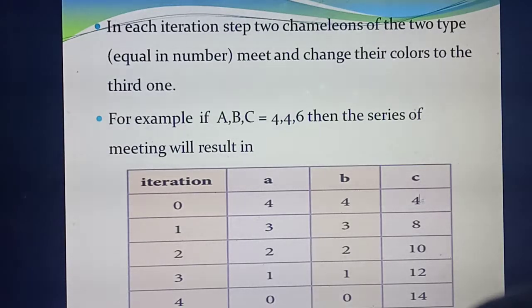Again and again I am telling, this is not 4, 6. So 6 plus 2 means 8. A and B are reduced by 1, and at the same time the value of C is increased by 2. So 6 plus 2, 8. Now you add it: 3 plus 3, 6. 6 plus 8, 14. Understood?